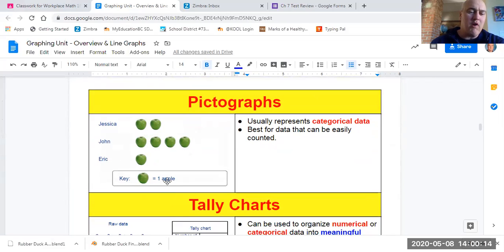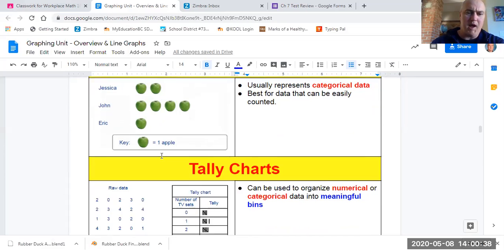If we had in the graph here that each picture of the apple represents 10 apples, then we would know that Jessica has 20 apples. But in this case, because it only represents 1, we know that Jessica has 2 apples, John has 4, and Eric has 1. And once again, this generally represents categorical data. In this case, the categories being the 3 different people, Jessica, John, Eric, who all have apples.